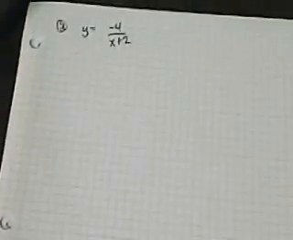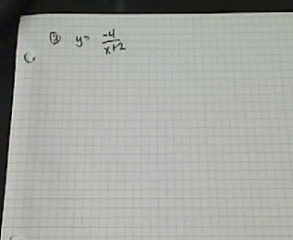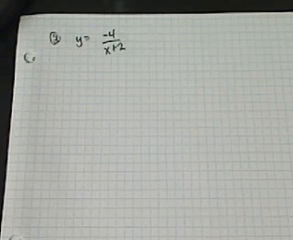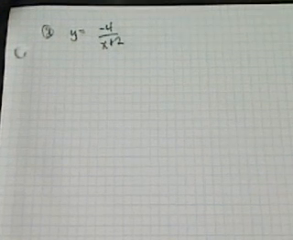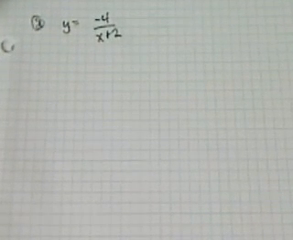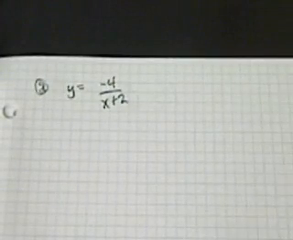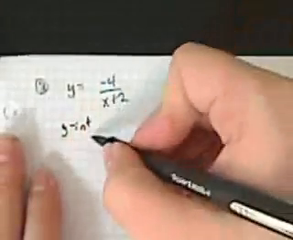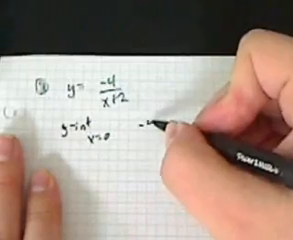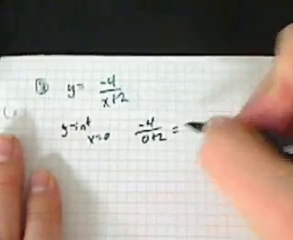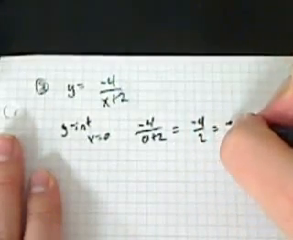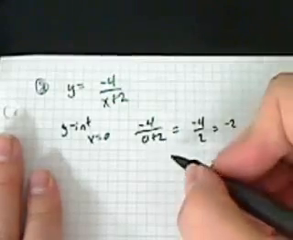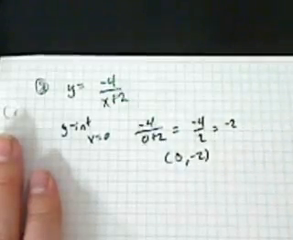Our second equation, we have y equals negative 4 divided by x plus 2. On this function, I'm going to go through the exact same procedure I went through on the last one. I'm going to look for a y-intercept first and foremost, where I substitute x equals 0. So I have negative 4 divided by 0 plus 2, which is negative 4 divided by 2, or negative 2. So my first coordinate is (0, negative 2).